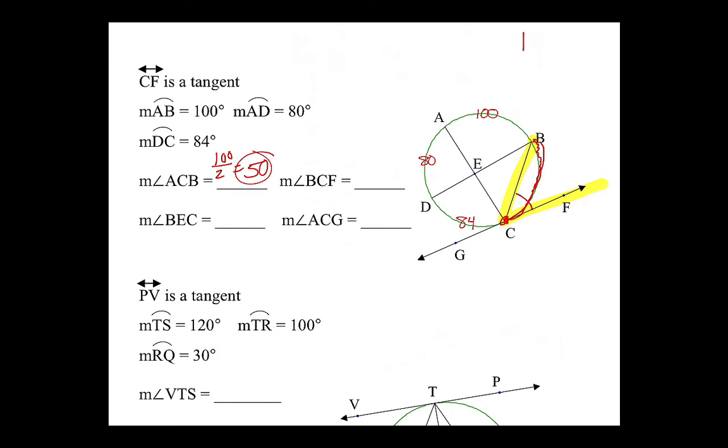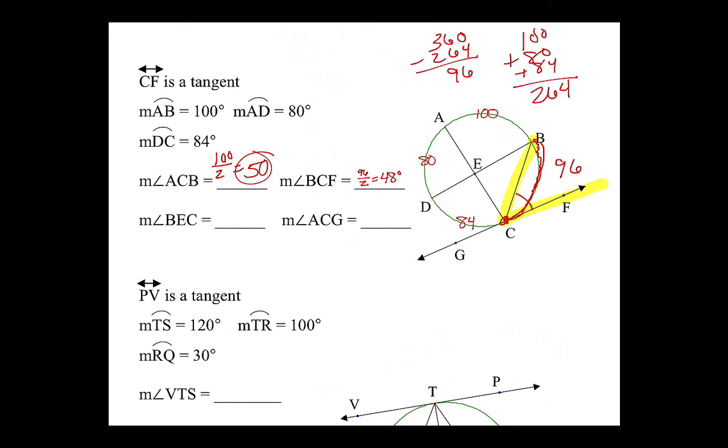So again, I'm going to add these together. I get 100 plus the 80 plus the 84, which gives me a total of 264 degrees. 360 degrees for the total circle minus that 264 is going to leave me 96 degrees. So this intercepted arc over here is 96 degrees. From that, I'm looking for angle BCF, which should be half of that 96. So half of that 96 is going to be a 48 degree angle.